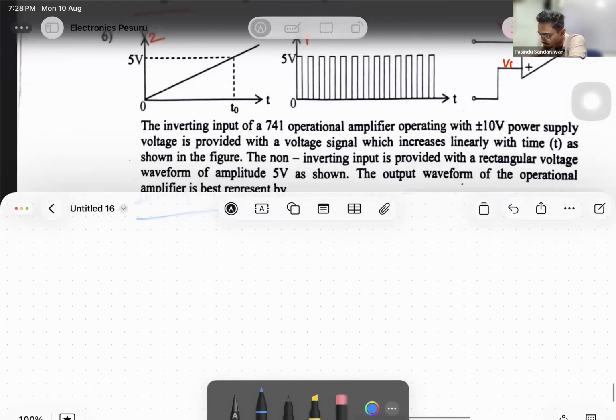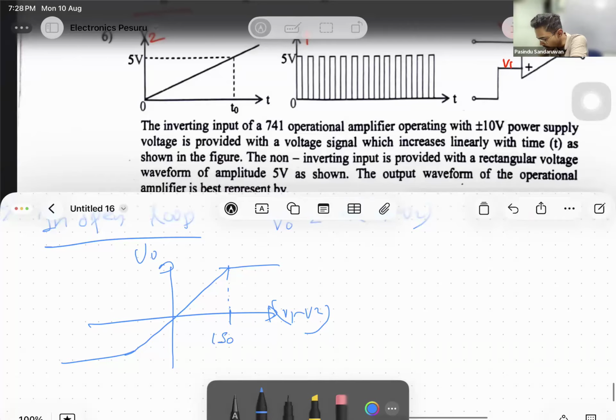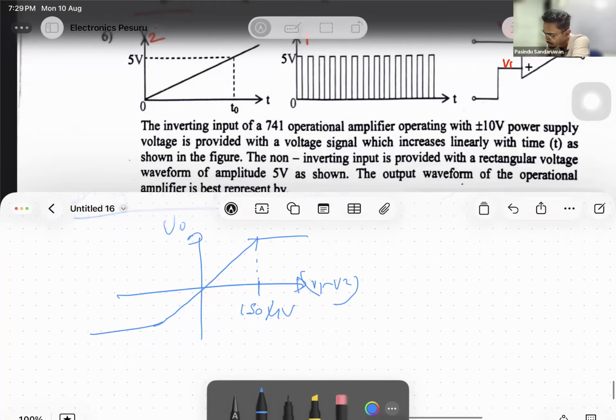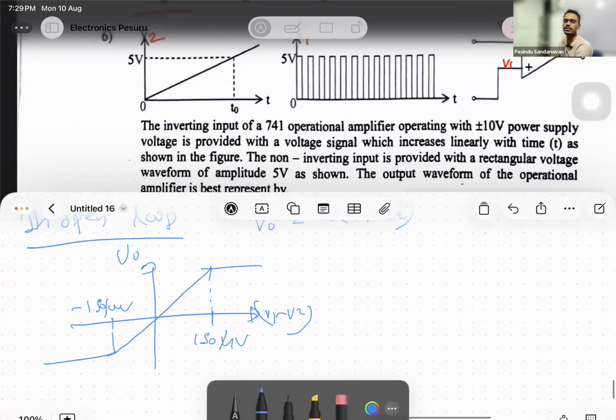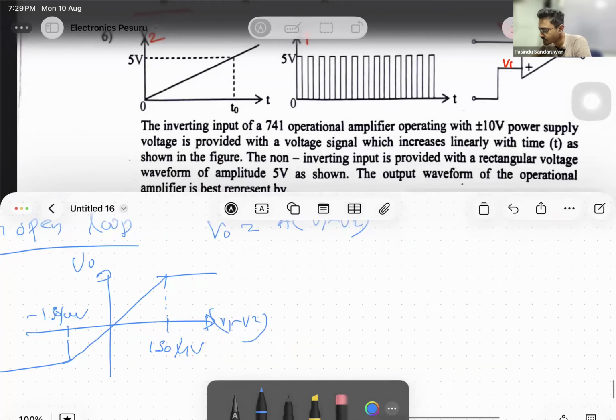The respective theory part is this. When we draw this curve, these saturated values of V1 minus V2 are very small, as much as 150 microvolts and minus 150 microvolts. They are very small values. So when we do calculation sums, what we do is this.